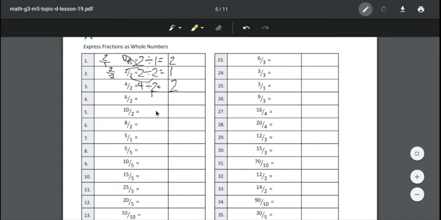You could also use your multiplication chart. You could write your skip counting out. Use whatever strategies you have to. Let's scroll down a little.